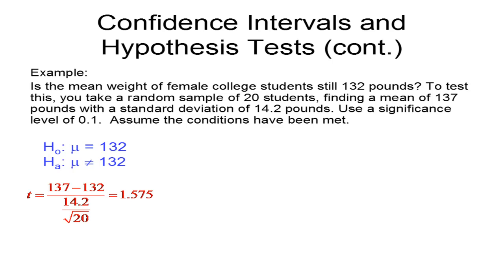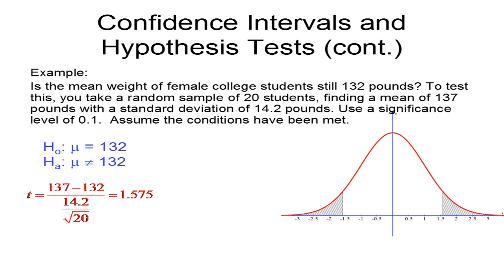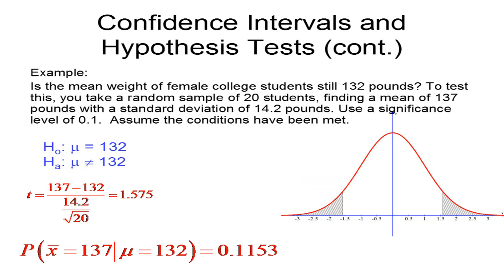We're going to use t because we don't know our population standard deviation. We're going to get 1.575. Since this is a two-tailed test, we're going to shade both sides. We're going to find a p-value of 0.0576 on each side. So the probability that we would get a sample mean as extreme as 137 given the population mean equals 132 is 0.1153. So we would fail to reject the null.